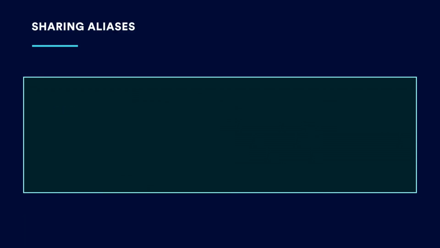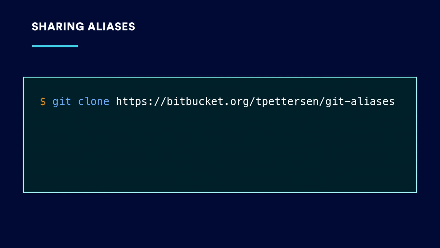So I mentioned at the beginning of the presentation that you can also share Git aliases with Git. Now, all of the Git aliases that I mentioned earlier in the presentation are available in this Bitbucket repository. There's a bit.ly link on the last slide, so don't worry too much about that.